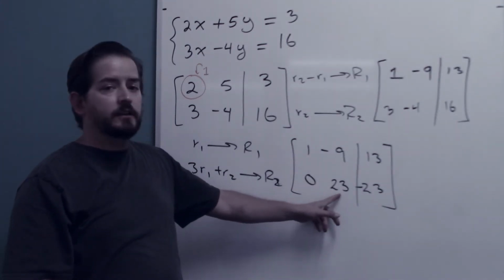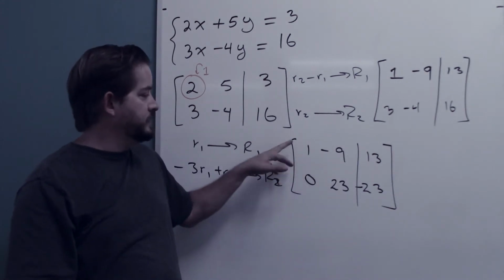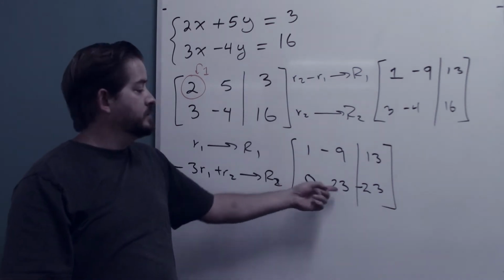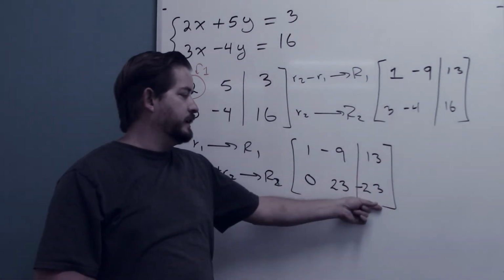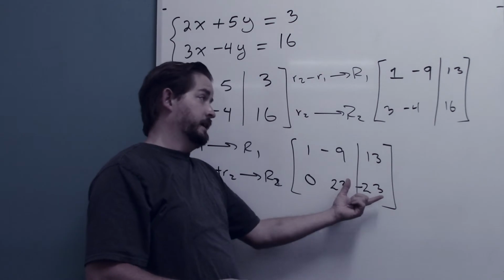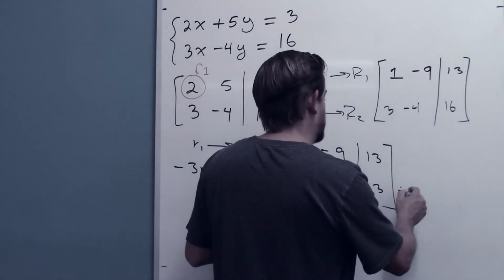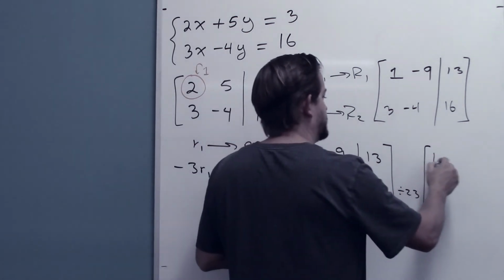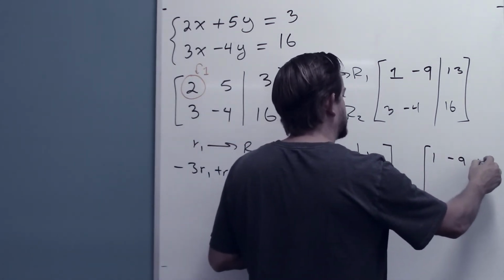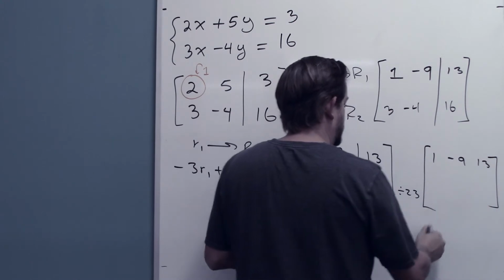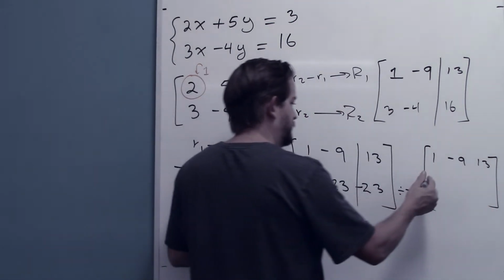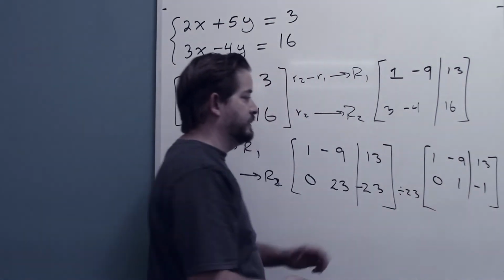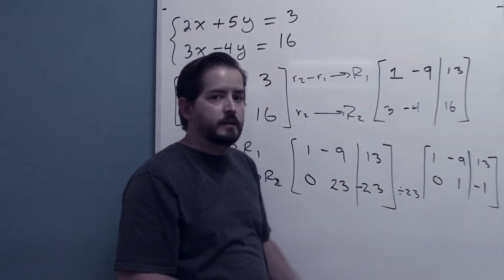Step 3 is to turn this 23 into a 1. By the time I get here, my options are limited because if I start swapping rows or adding the top row to it, I'm going to mess stuff up. So I can just divide by 23, which is great because this negative 23 is also divisible by 23. So row 1 is going to stay the same, that's 1, negative 9, 13. And then 0, 1, negative 1. And again, we can see that y is going to be negative 1 at the end of the day.